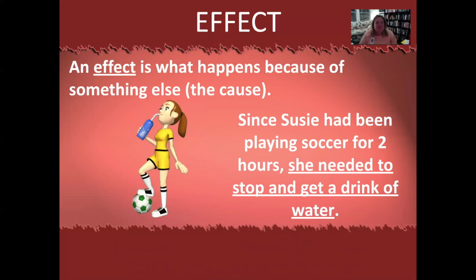An effect is what happens because of something else. In other words, the cause. Since Susie had been playing soccer for 2 hours, she needed to stop and get a drink of water. Well, the cause is she played soccer for 2 hours, and the effect is she needed to stop and get a drink of water. So the cause of playing soccer and exerting all that energy made her have to stop and get a drink of water.